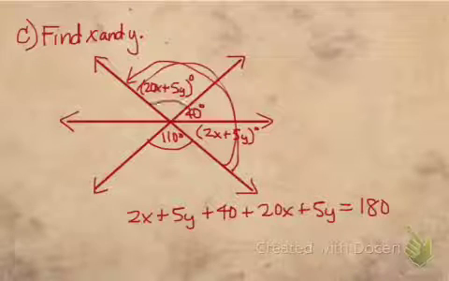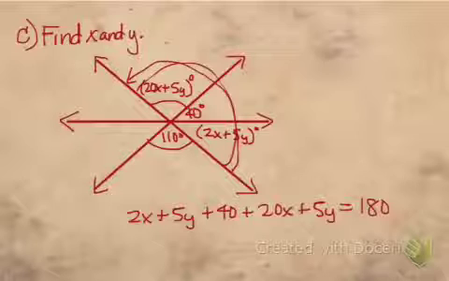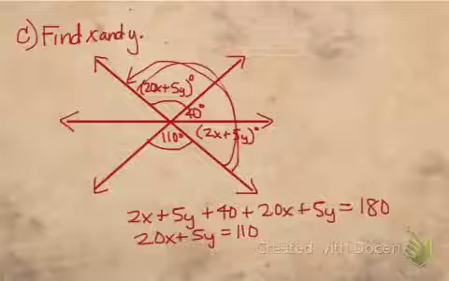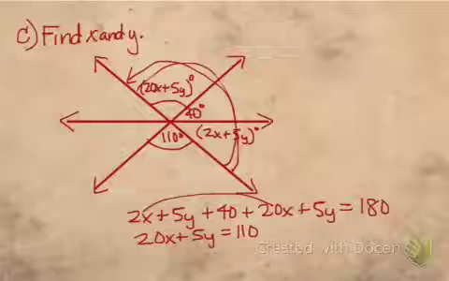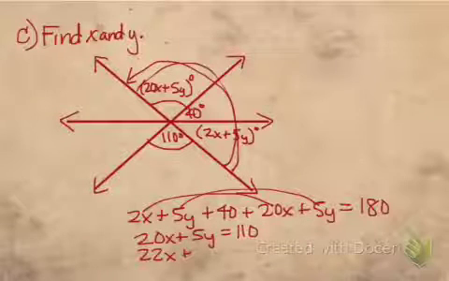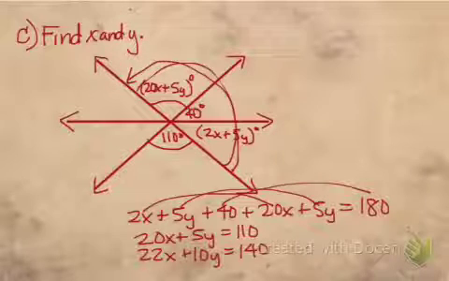For my second equation, I can see that I have vertical angles, and if you remember, vertical angles are equal. So I can say that 20x plus 5y equals 110. So we'll go about simplifying that first equation. 2x plus 20x is 22x. 5y plus 5y is 10y. And then we'll subtract 40 from both sides to get 140.